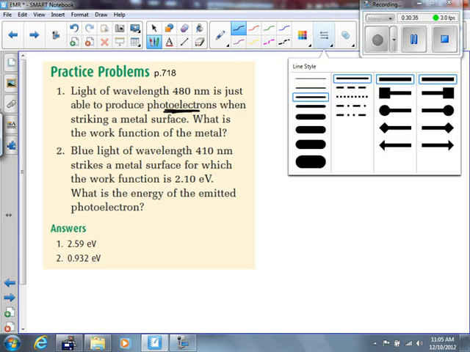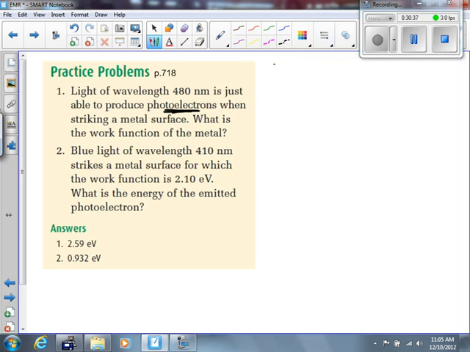So in question number 1, we're going to say that the threshold wavelength, or the max wavelength, is 480 nanometers, which we're going to convert to meters by multiplying it by 10 to the minus 9. We're looking for the work function. We're just going to say for question number 1, W is equal to hc over lambda max.